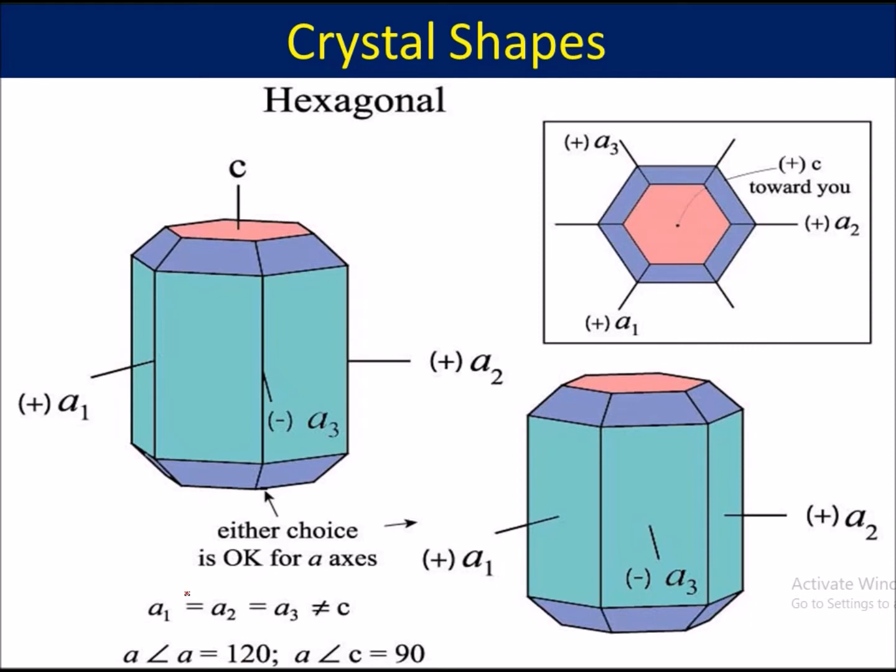You can see here A1 is equal to A2 is equal to A3, but the vertical axis will be of different length, so it is not equal to C. Similarly, you can see the angle between the horizontal axes will be 120 degrees and the vertical axis will be perpendicular to this plane which contains the horizontal axes.